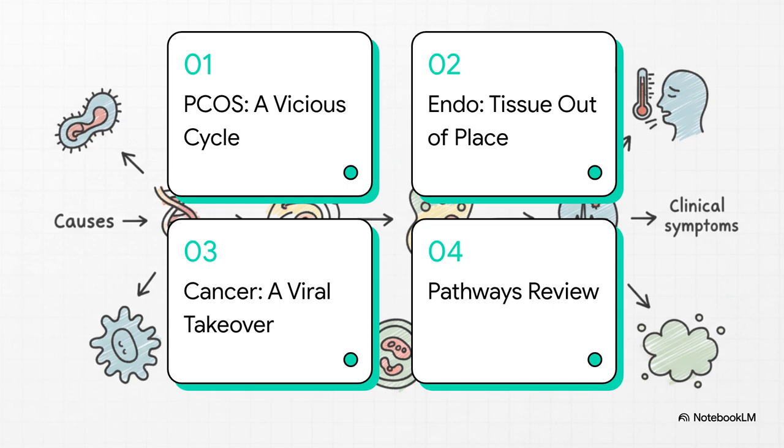So here's our game plan. First up, we'll break down the self-perpetuating hormonal loop of polycystic ovary syndrome. Then we'll dive into endometriosis, which is all about tissue ending up where it shouldn't. And finally, we'll trace the viral takeover that can lead to cervical cancer. After that, we'll pull it all together for a quick review.